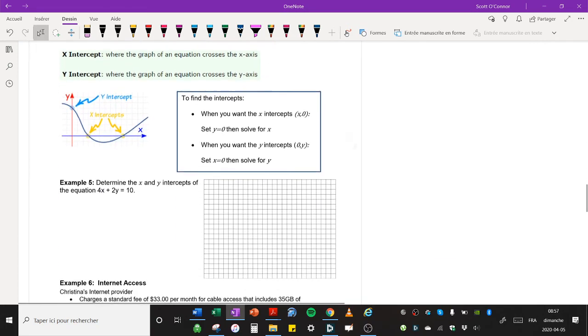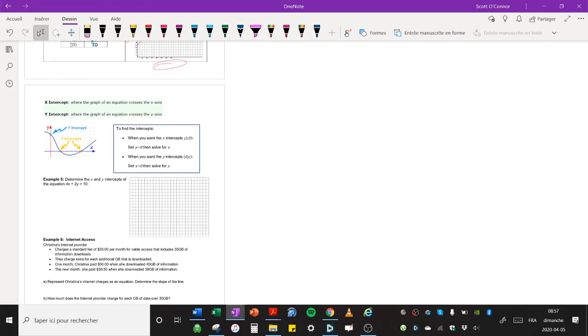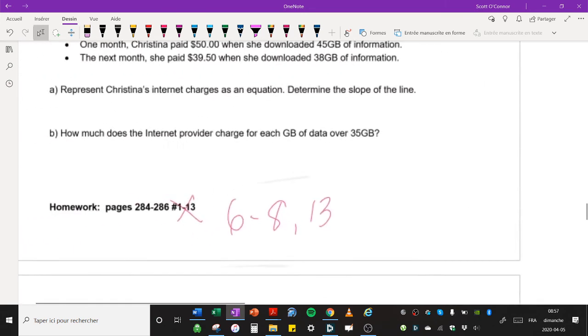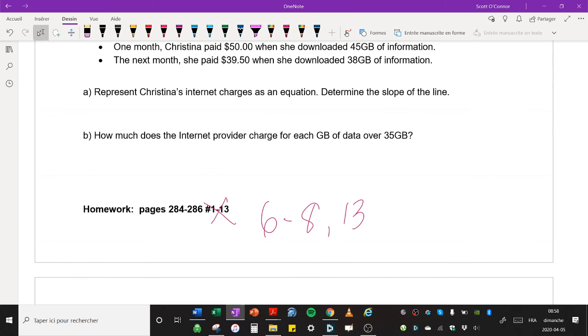All right, in terms of the rest of this handout, I'm going to come back to this part of the handout when we do the next unit on Unit 6 in the textbook, Unit 7 in the course. And in terms of homework, instead of doing questions 1 to 13, you could do questions 6 to 8 and question number 13, as well as I'll have a short little quiz to go along with this video.